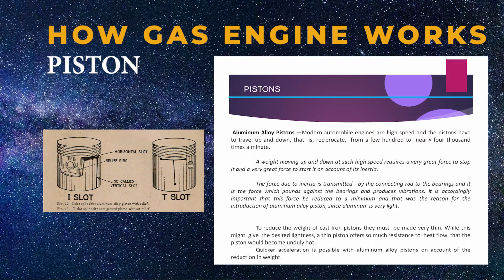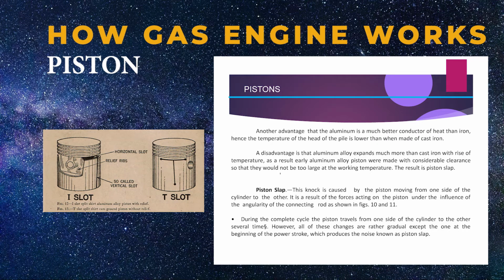To reduce the weight of cast iron pistons, they must be made very thin. While this might give the desired lightness, a thin piston offers so much resistance to heat flow that the piston would become unduly hot. Quicker acceleration is possible with aluminum alloy pistons on account of the reduction in weight. Another advantage is that aluminum is a much better conductor of heat than iron. Hence, the temperature of the head of the piston is lower than when made of cast iron.